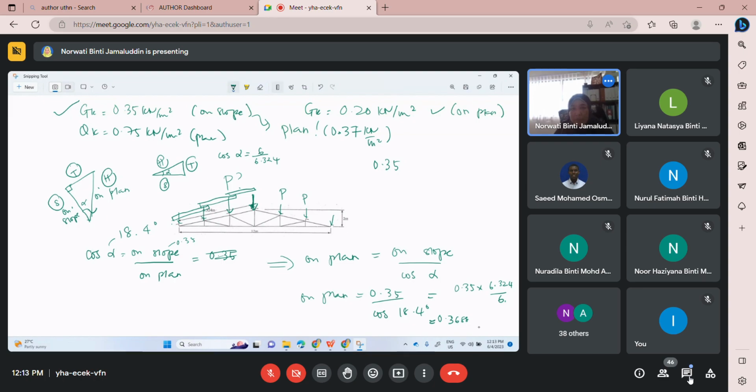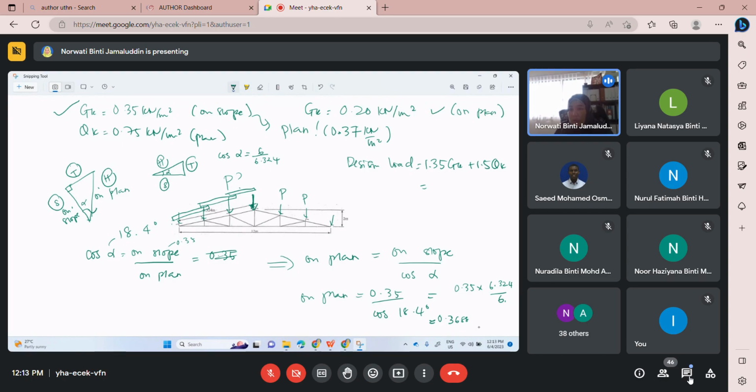Okay, now we know that the design load, we need to consider design load. I just use typical load combination, 1.35 GK plus 1.5 QK. We need to use factor because this is no more purlin design.